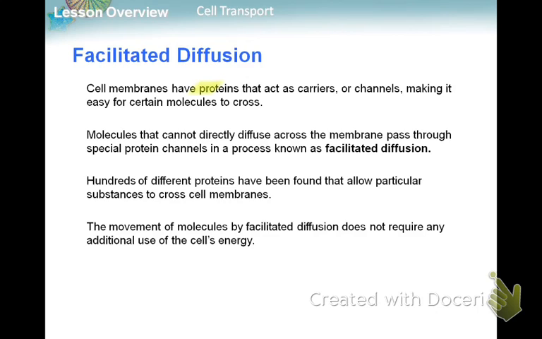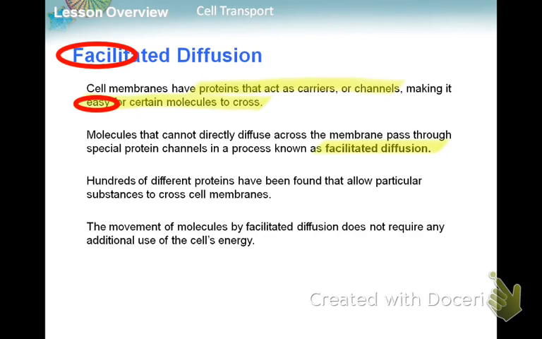Sometimes there are proteins. Remember the fluid mosaic model where I said that there were embedded proteins? These proteins act as carriers or channels to help certain molecules across. This is called facilitated diffusion. And if you look at this word, facilitated, the beginning of the word, if you know Spanish or if you know French, facile means easy. It makes it easy for certain molecules to cross.